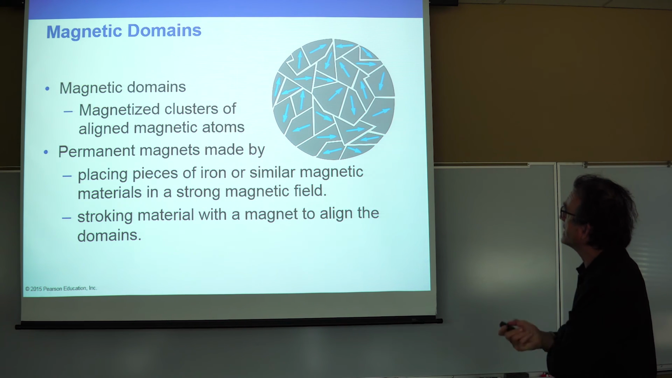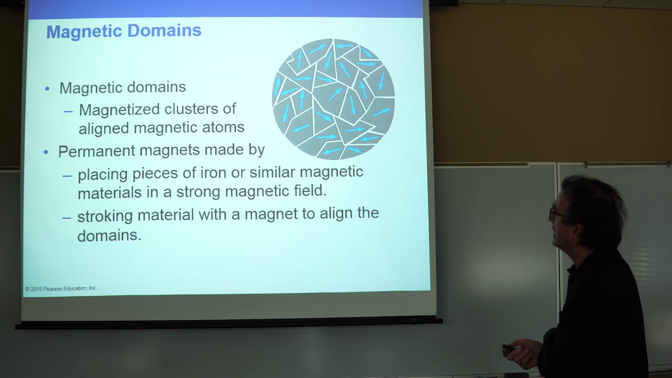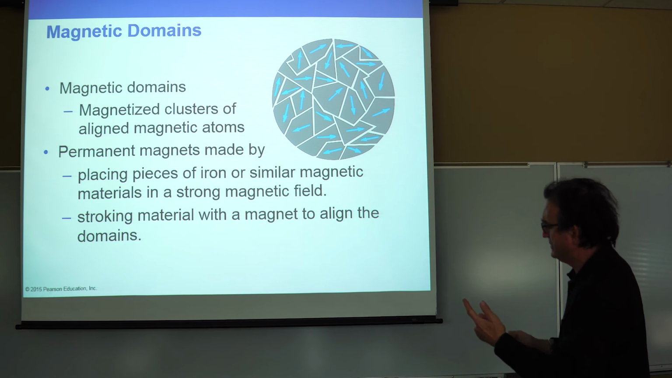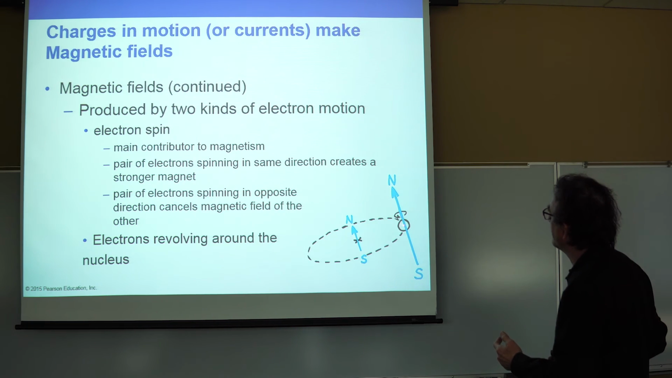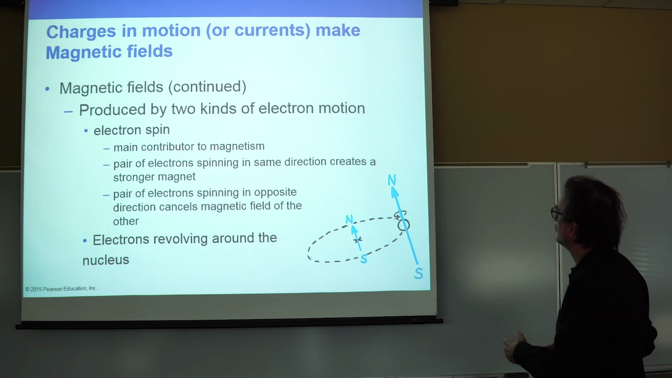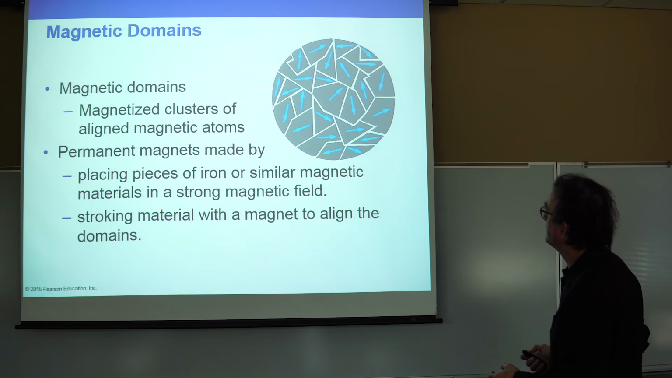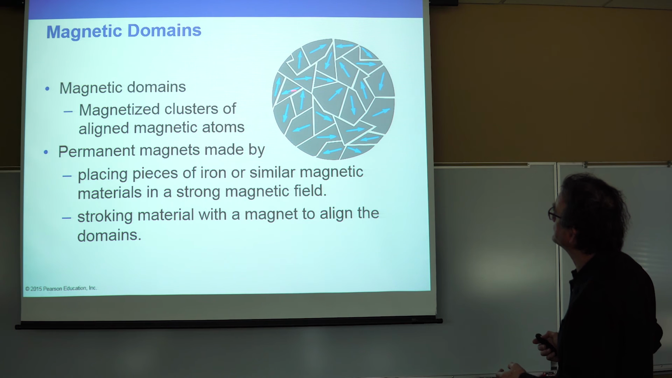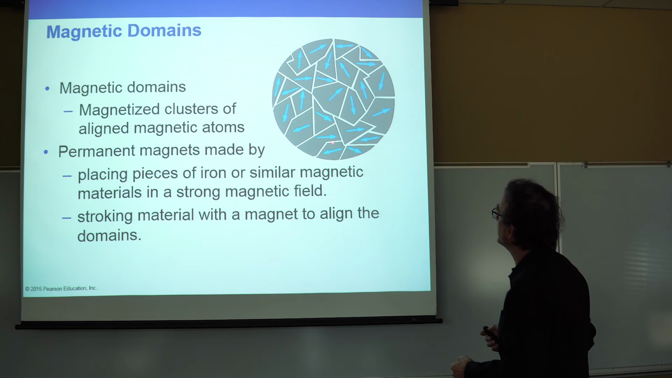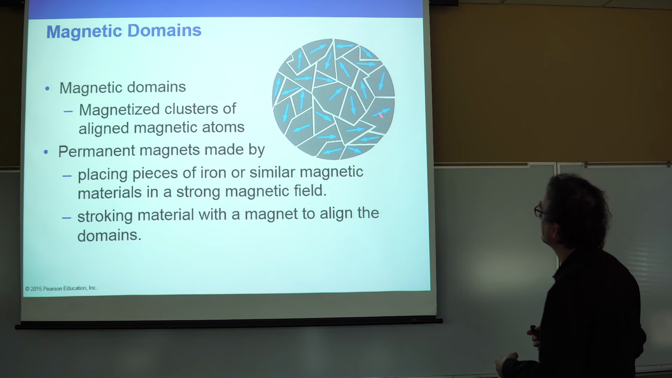Furthermore, it turns out that not all of the spins from all of the electrons in each atom point in the same direction everywhere throughout the material, but rather they are broken up into domains which are rather random in their size and in their shape.